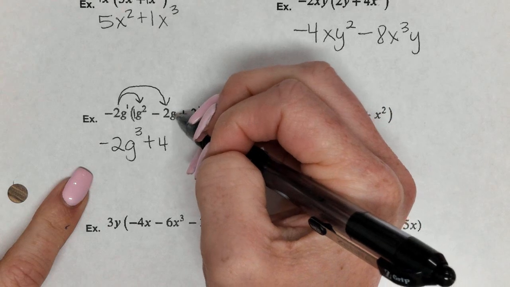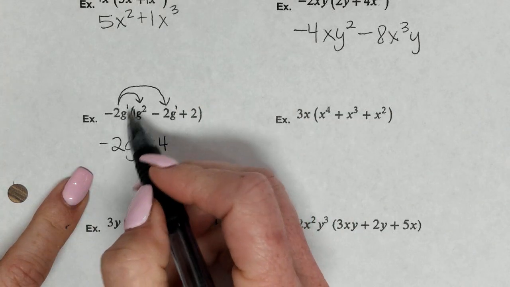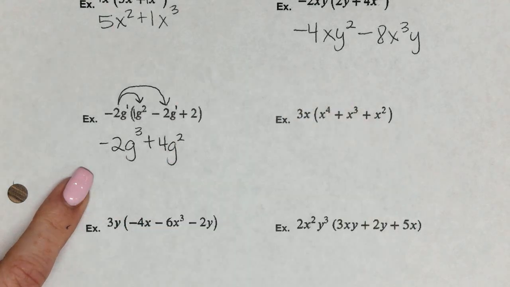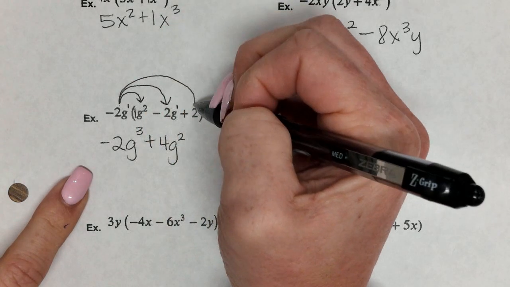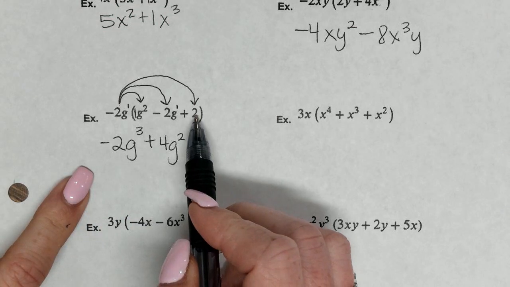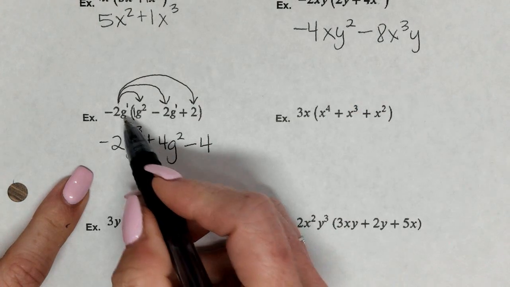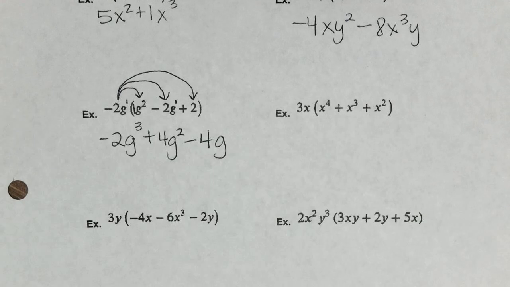Okay, now what exponent does this g have? All right, so I'm going to do what is g to the first times g to the first? G squared. All right, now I'm going to do this monomial times the last term. What is negative 2 times positive 2? So minus 4, and this g is by itself, so I just write g.